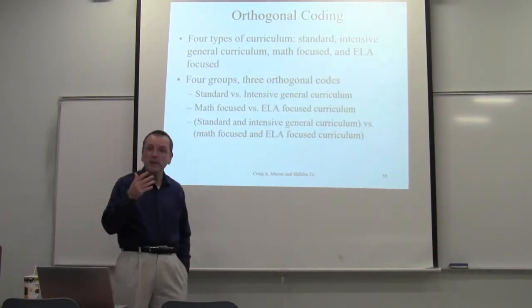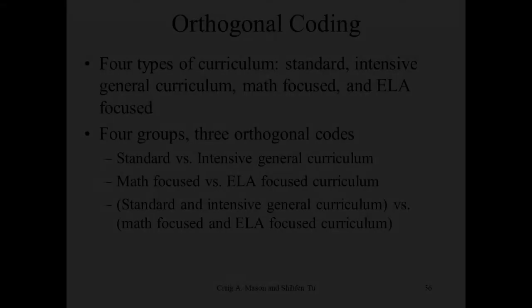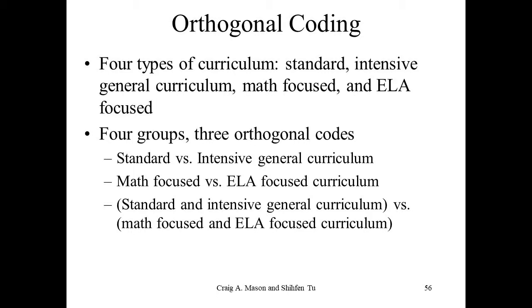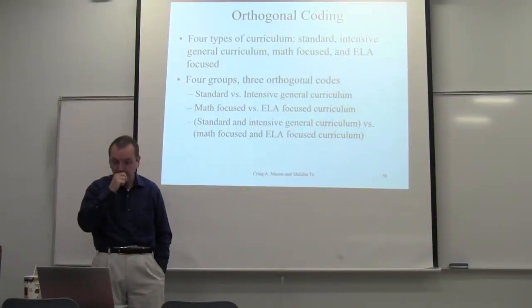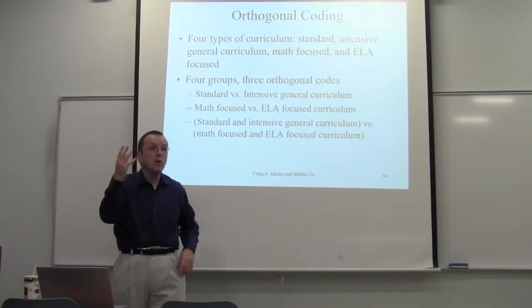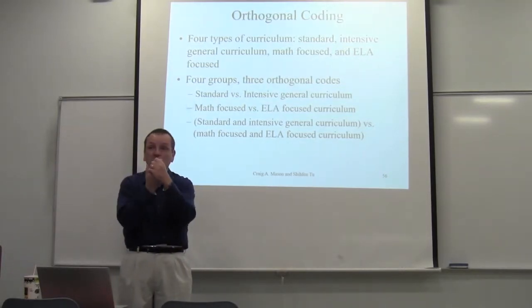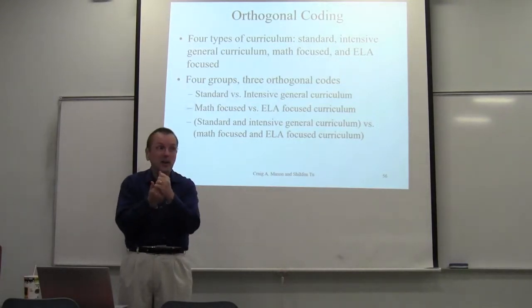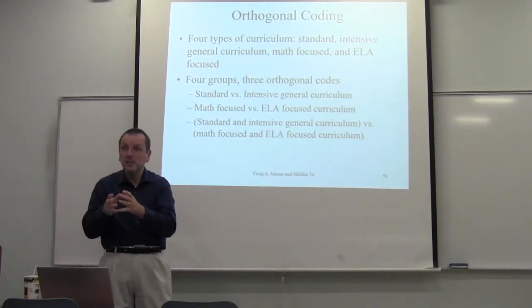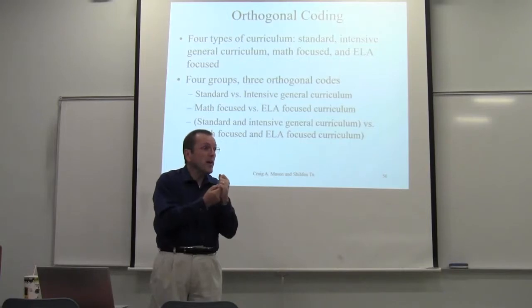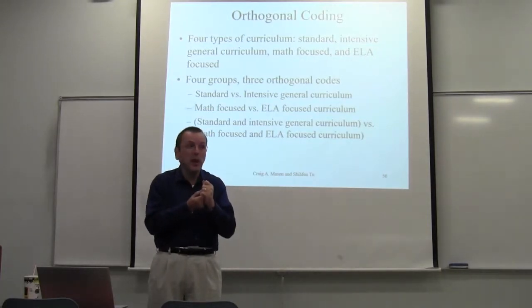To see how it works, probably the easiest way is to give you an example. So let's say I'm looking at 4 different types of curriculum, same as last week. A standard curriculum, an intensive curriculum, a math-focused, and a language arts-focused curriculum. So I've got 4 groups. We know that with 4 groups, if we do dummy coding, we can only make 3 dummy codes. The last one's going to be redundant. If we do effect coding, it's the same thing. And it's the same with orthogonal coding, even if it's a little less obvious. Those 3 variables will tell you exactly which group you're in, so you can't add a 4th.